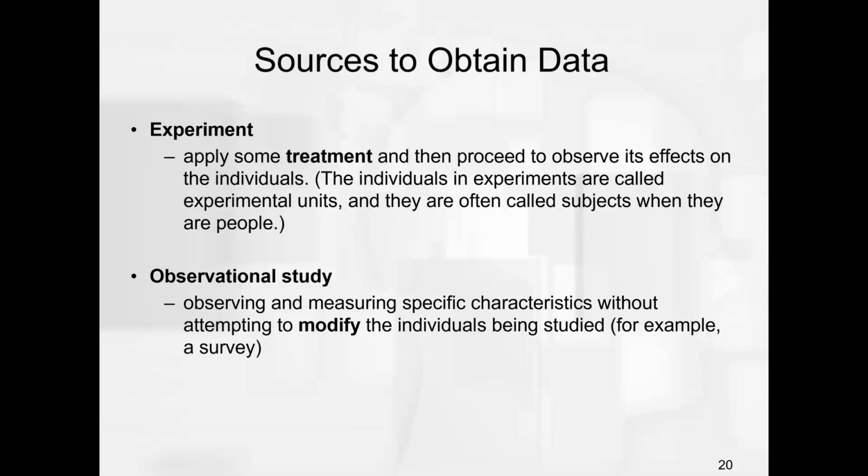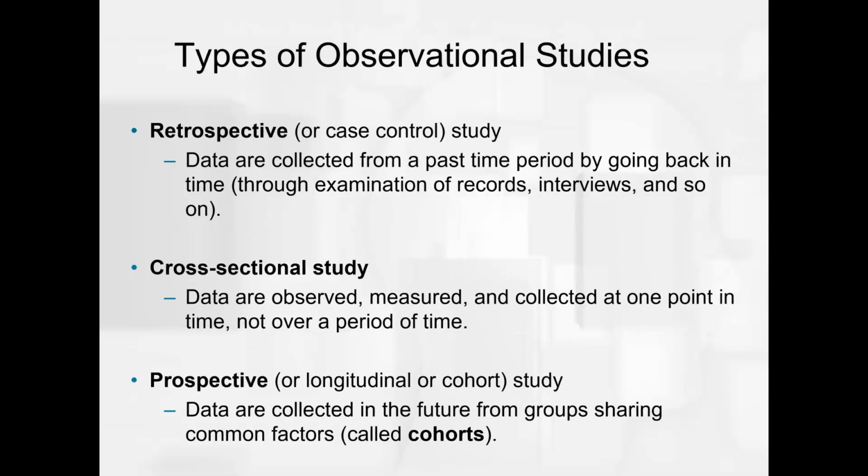Some data should be collected in an experimental study and some using observation. For example, if we want to measure the effectiveness of a medical treatment, we would want to conduct an experiment. But if we want to study the correlation between texting and driving, we would be performing an observational study and not an experiment. There are several types of observational studies.